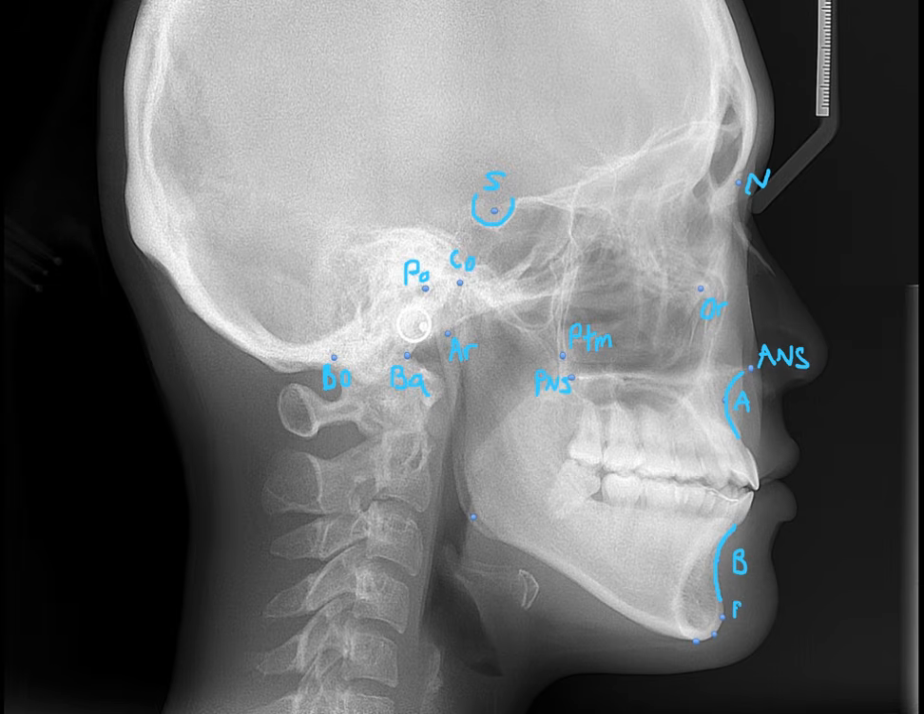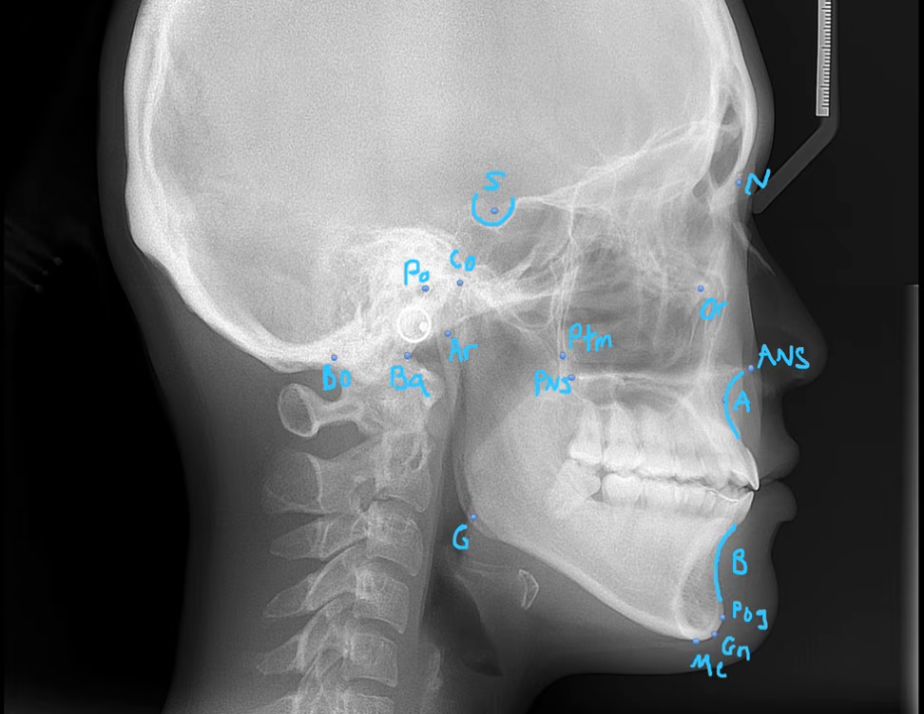This one is pogonion. That's the most anterior point of the chin. You may remember we had a soft tissue pogonion, which is the soft tissue counterpoint to this hard tissue landmark. Down here we have menton, which is ME for short. That's the most inferior point on the chin. Again, we have the soft tissue menton, which we talked about before when we were talking about facial thirds and other things. And the point between pogonion and menton is called gnathion, and GN are the letters there.